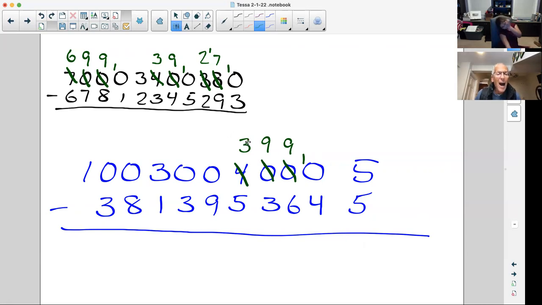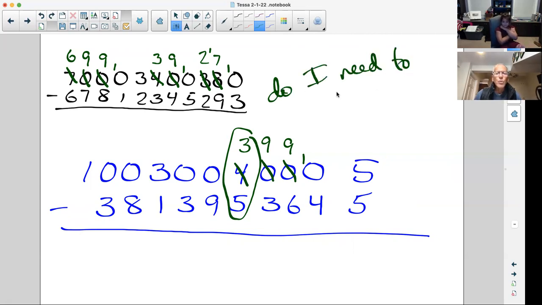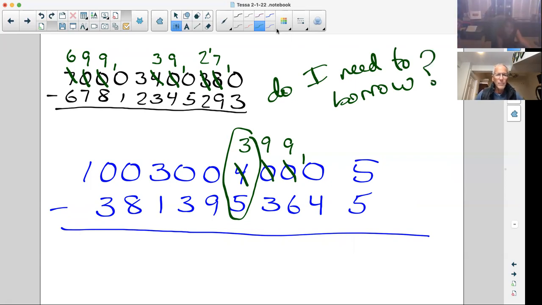you can't not analyze the number. You can't just move on. You've got to find out, do I need to borrow? You can't move on unless you analyze, do I need to borrow? Go ahead, Tessa.